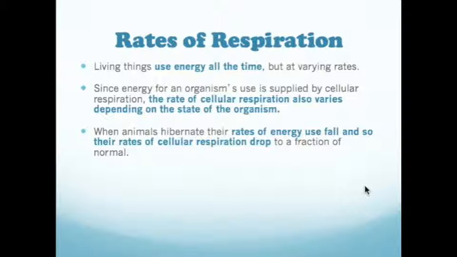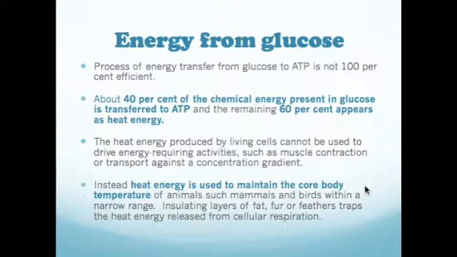This is because if an organism is moving about, doing lots of things, it requires lots of ATP. If an organism is resting or in a hibernating state, it requires less ATP, and thus the rate falls. The process of energy transfer from glucose to ATP is not 100% efficient. As with most things, nothing is 100% efficient. About 40% of the chemical energy present in glucose is transferred to ATP. The remaining 60% appears as heat energy.